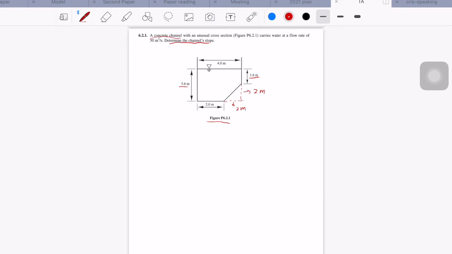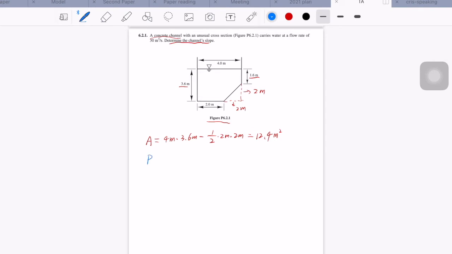So now, first we need to determine the flow area A. So A equals 4 meters times 3.6 meters minus 1 over 2 times 2 meters times 2 meters. So the flow area equals 12.4 square meters.